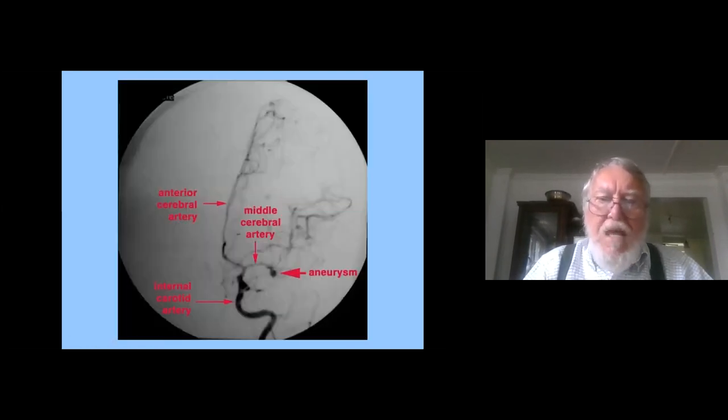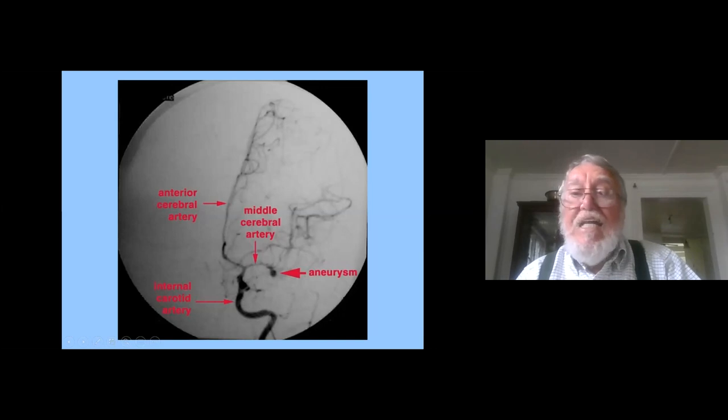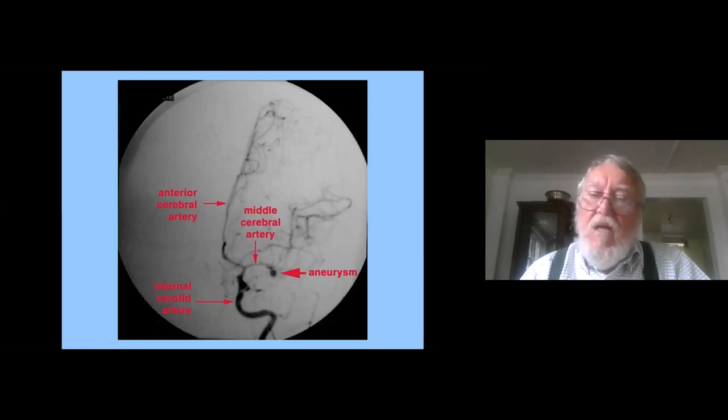So here, what you can basically see is an internal carotid artery going into the middle cerebral artery, and you can see the blood flowing into the anterior cerebral artery. But here you have this aneurysm, which is caused by a thrombosis and then a swelling of the proximal portion of this. And look at what happens to the amount of blood flow that goes after that. It is either absent or severely reduced.